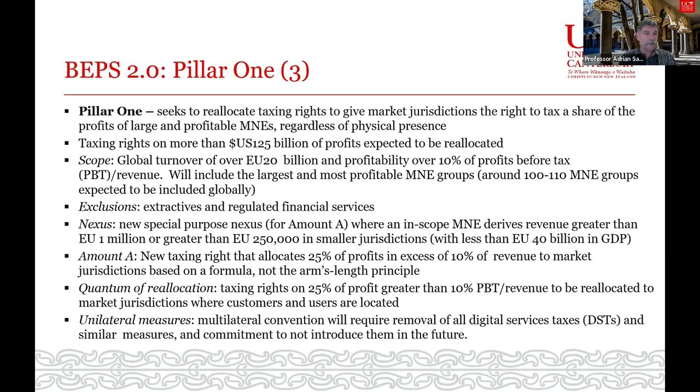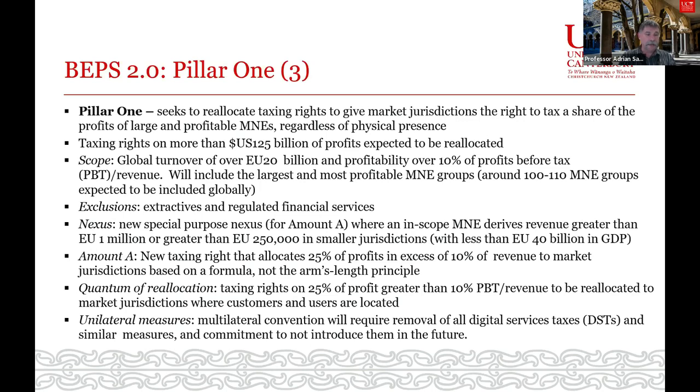In terms of the scope to be within Pillar 1, the multinational group needs to have global turnover of over 20 billion euros and profitability over 10% of profits before tax to revenue. So you're looking at what you call these excess profits. It's going to include the largest and most profitable MNE groups. It's estimated by the OECD that somewhere around 100 to 110 only will be included in here. So it's not, in terms of number, a large amount, but obviously it's a significant amount in terms of their GDP or their sales. Some exclusions, extractives and regulated financial services industries are out.